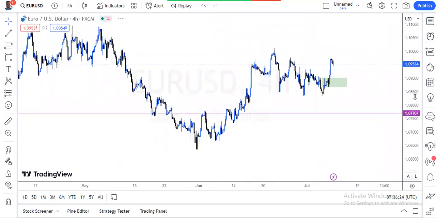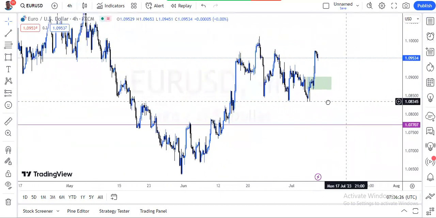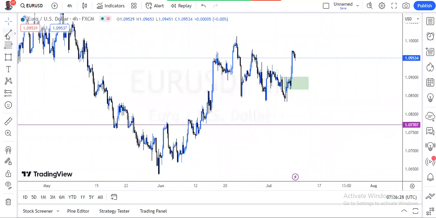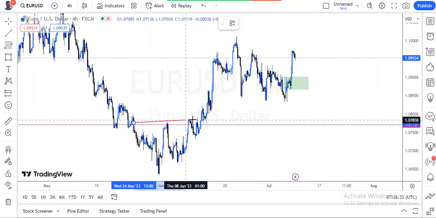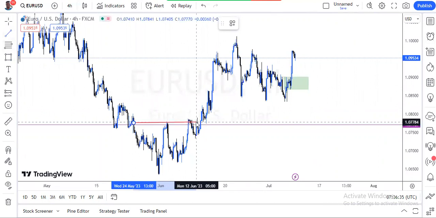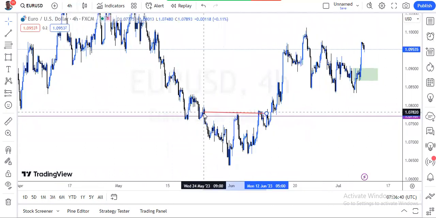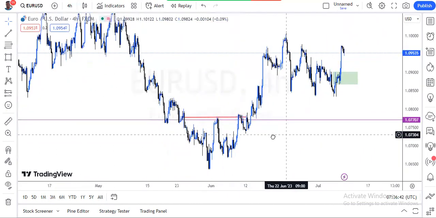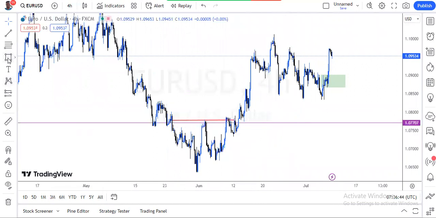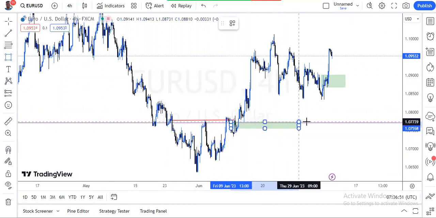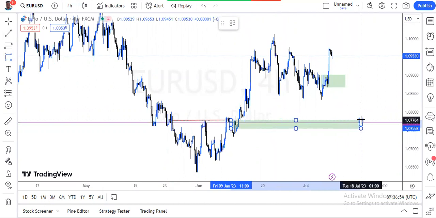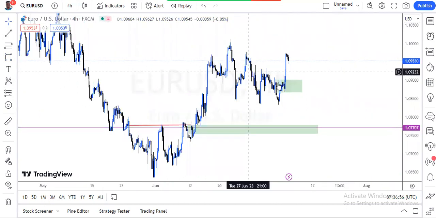Now on the euro, you can see we were expecting that on the euro as well. Since price cleared this here, we have a break of structure here, or let me call it a change of character, sorry. So we had a change of character here. Since we had this change of character, price has been on an uptrend. We were actually expecting price to get to this level, but price didn't get there.